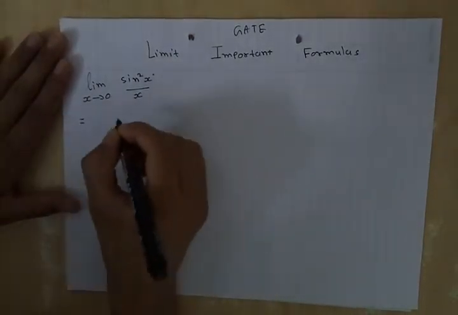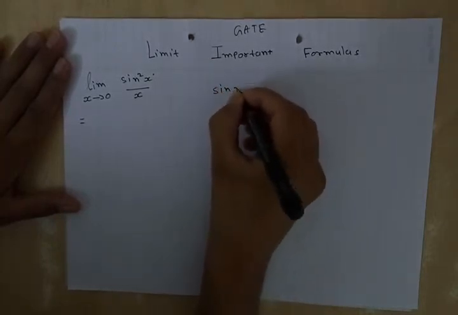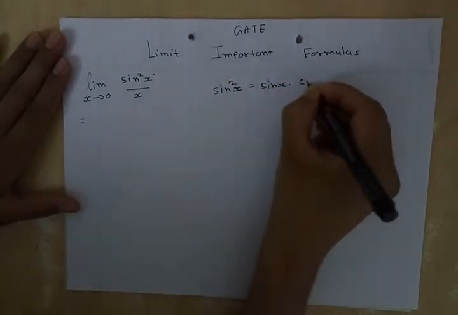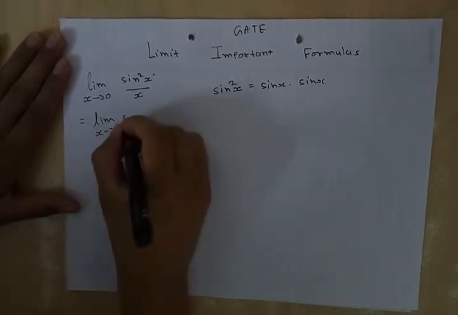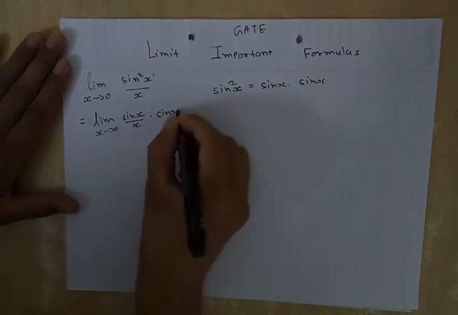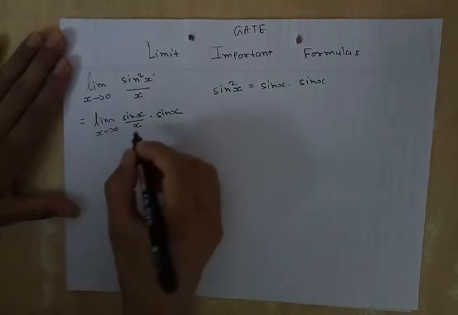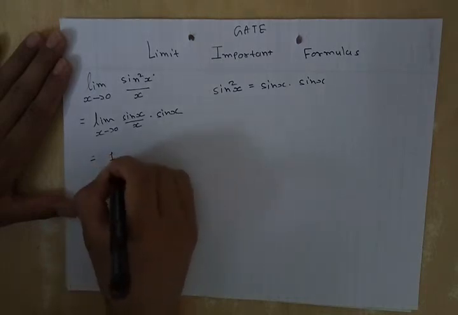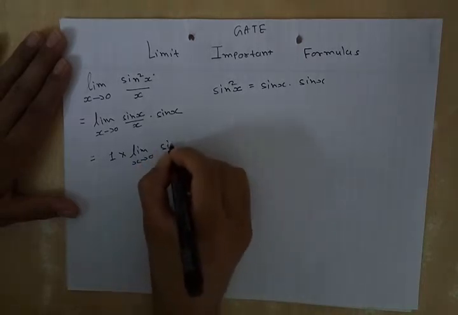Now in order to solve this equation, we have to write sine square x is equal to sine x into sine x. So limit x tends to 0 sine x divided by x into sine x. Now we know that limit x tends to 0 sine x divided by x is equal to 1 times limit x tends to 0 sine x.